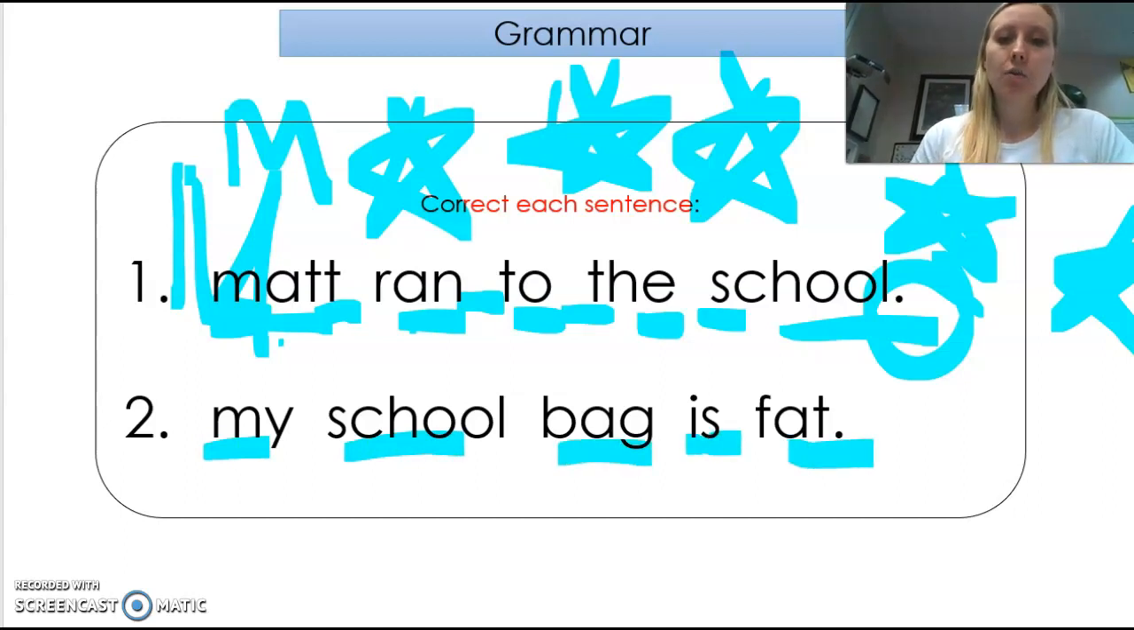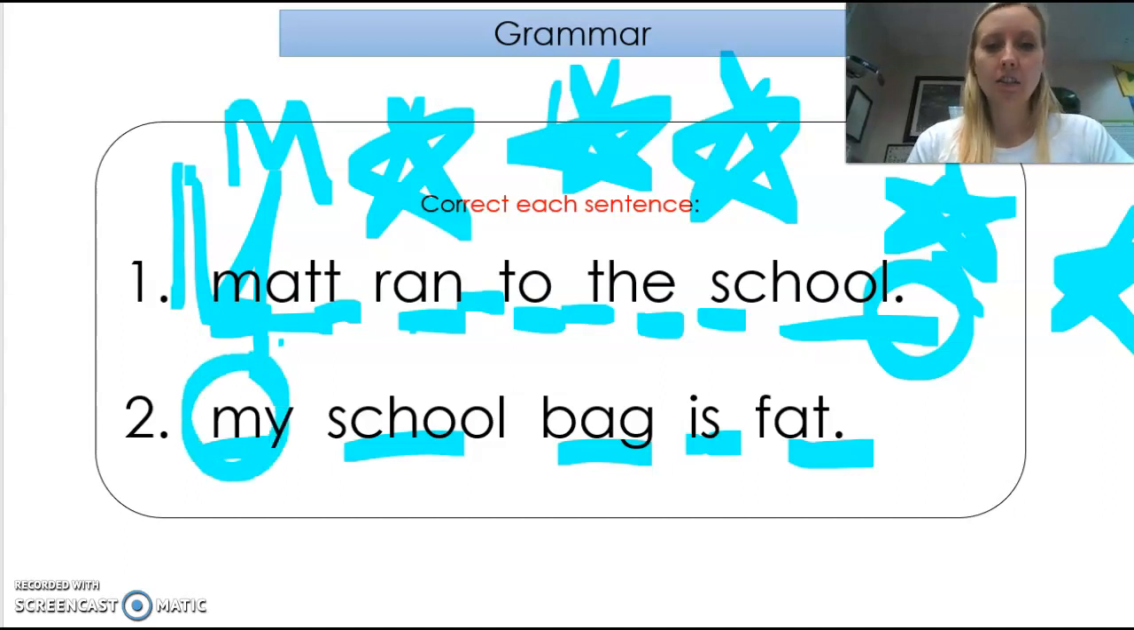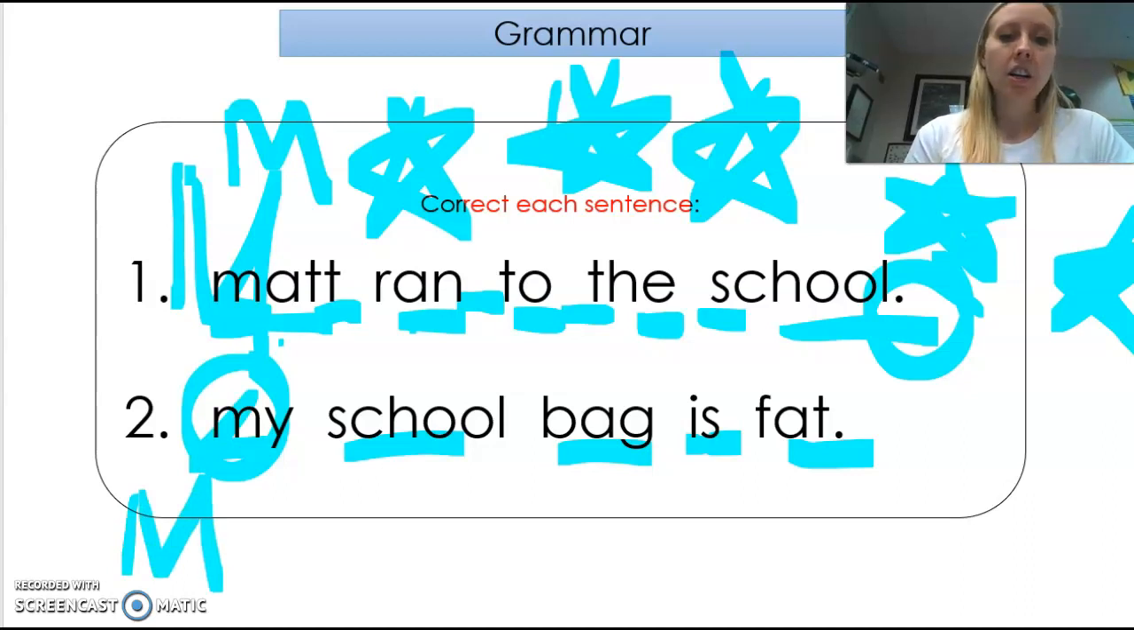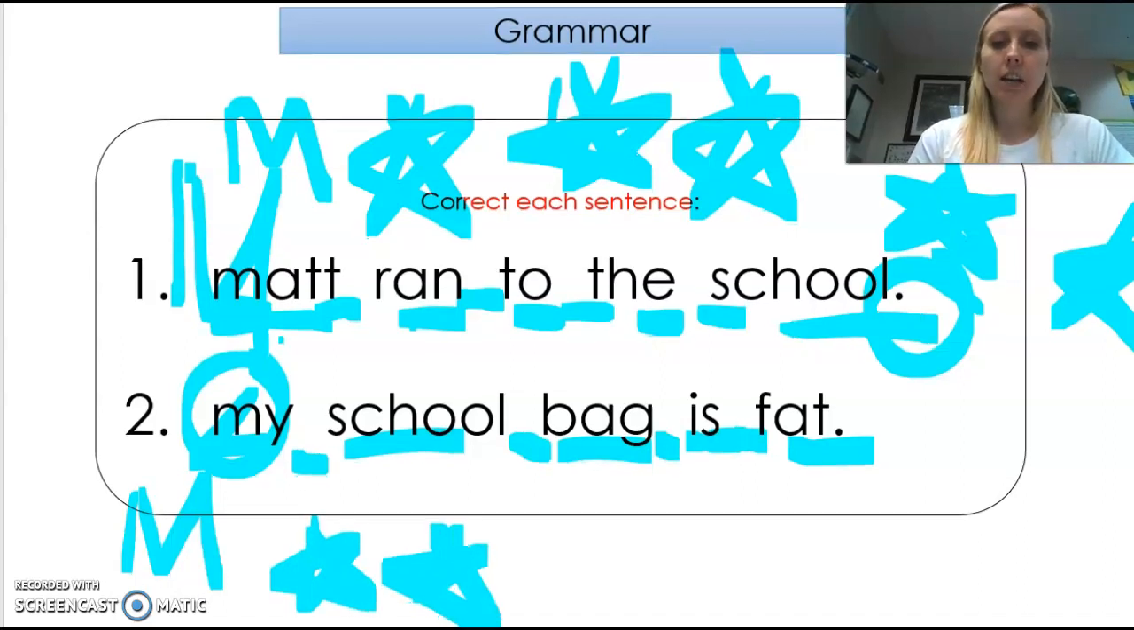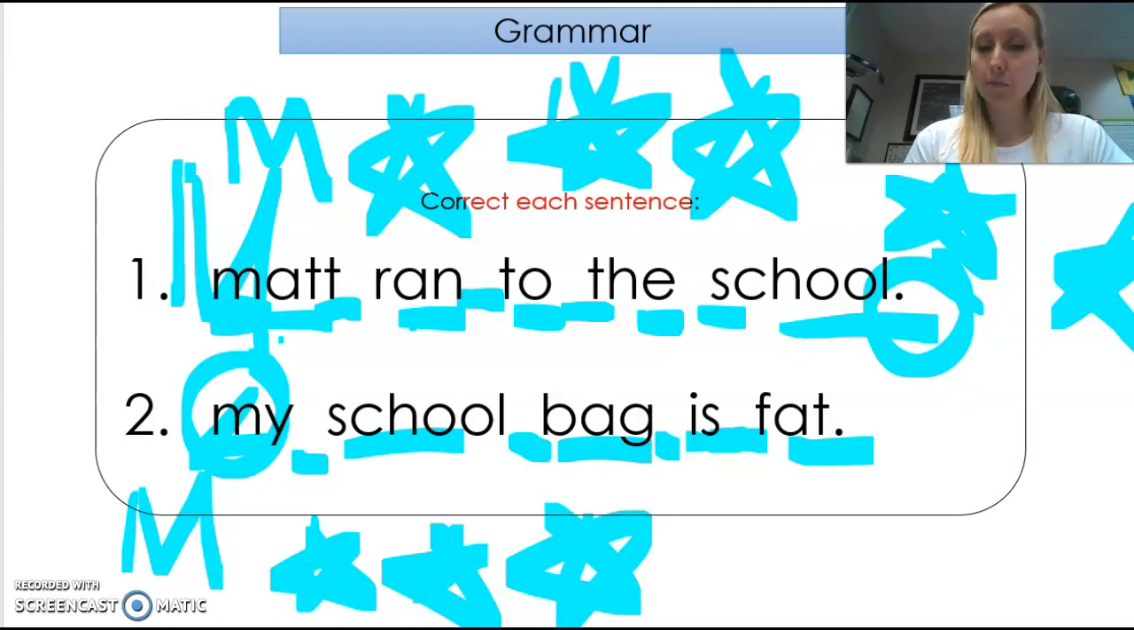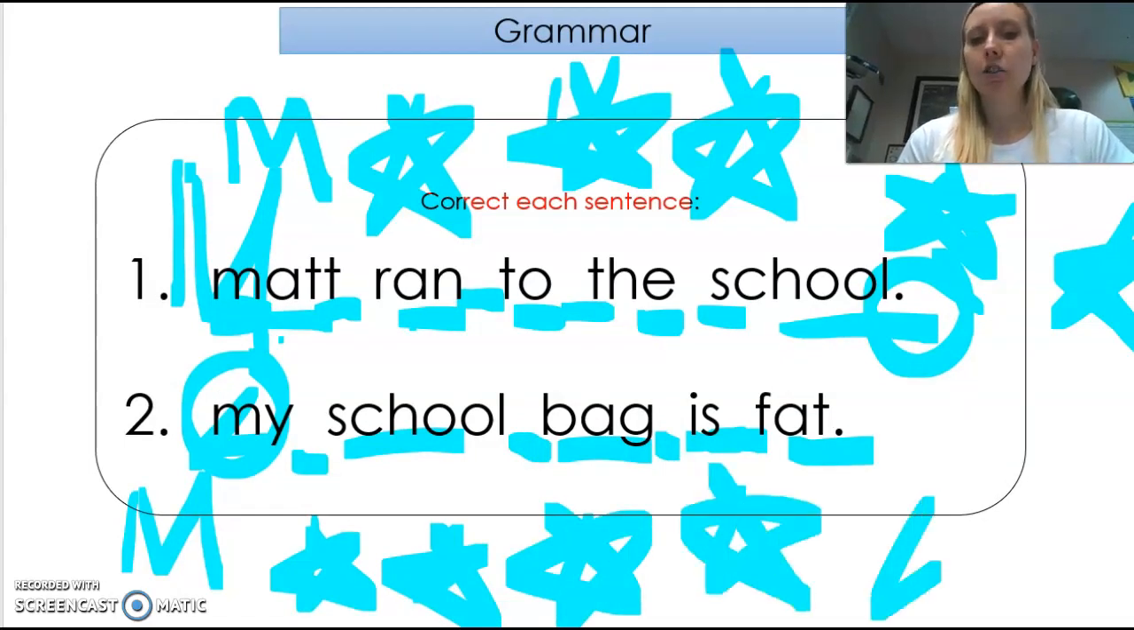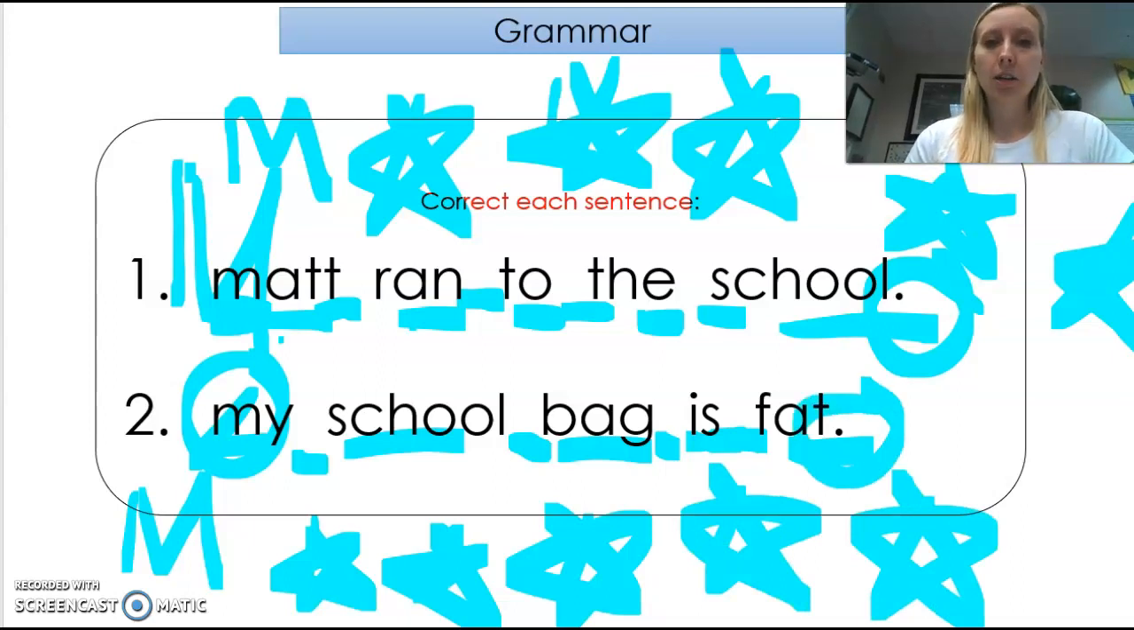Okay, so first we start with our capital. Let's look at that. I'm going to give you 3 seconds. Is that a capital letter? Yes or no? 3, 2, 1. No, it's not. So we're going to put a capital M. Do we have school bag is fat? Now we have our capital. Do we have our finger space? Yes, we do. Do we have our good handwriting? Yes, because it's a computer. Do we have good spelling? Yes. Do we have our end mark? Yes. And what is our end mark today? A period. So we always start with a capital. Always, always. And we always end with a punctuation mark or end mark.